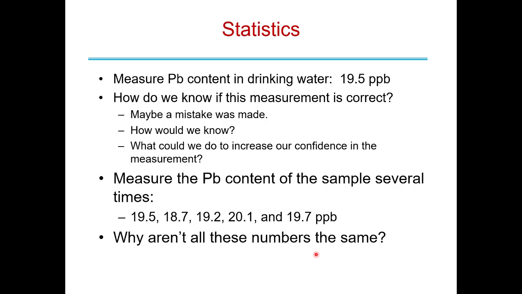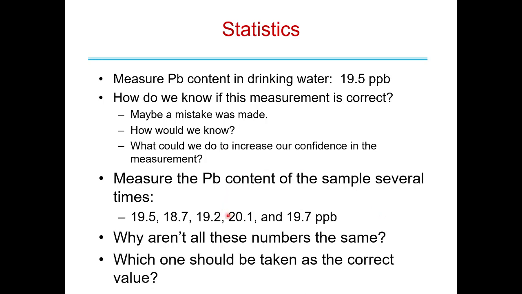But which one of these values should I take as the correct value? If I'm trying to report what the lead content is in this sample, which number should I use? Well, there's no good reason to pick one number over the other, since we used the same measurement. So what we really need is some number that represents this whole data set. What is the typical value of this whole data set? And when we do that, we are actually using statistics.